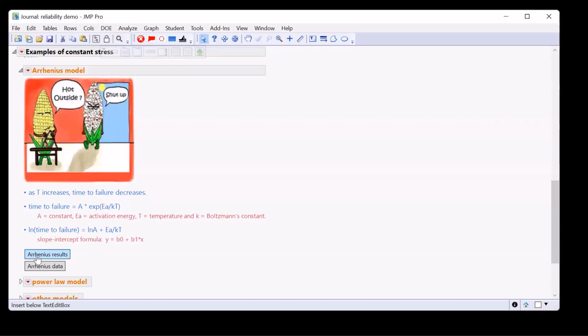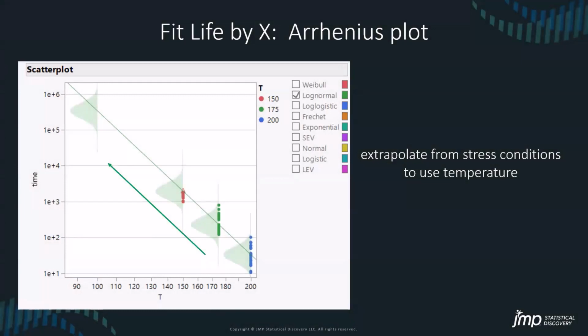So here are some Arrhenius results for some simulated data. This is actually an Arrhenius plot. I have time to failure on the y-axis and temperature on the x-axis. You can see that the spacing between the temperatures is not constant. This is 10 degrees between 90 and 100, and this is 10 degrees between 170 and 180, but that spacing is not the same. That's because we're talking about 1 over temperature, inverse temperature, and a transformation has been done. Since we did a transformation, the spacing is not the same.